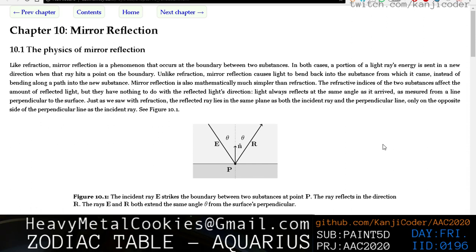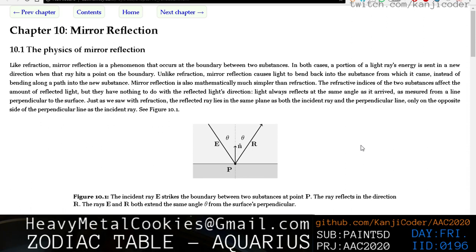The index of refraction for refraction will also change the angle, but with reflection, the angle is always the same. The angle is always consistent, it's just the amount of light that gets bounced back, right? So there might be 100% light hitting here, and then maybe 50% of the light bounces back, or 25%, some percentage of light bounces back, but the angle is very predictable. Okay, so the refractive indices of two substances affect the amount of reflected light, but they have nothing to do with the reflected light's direction.